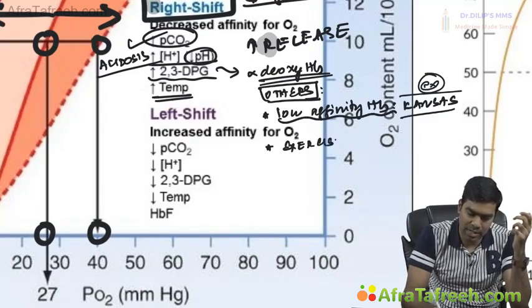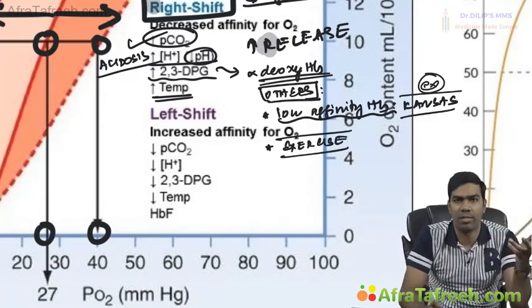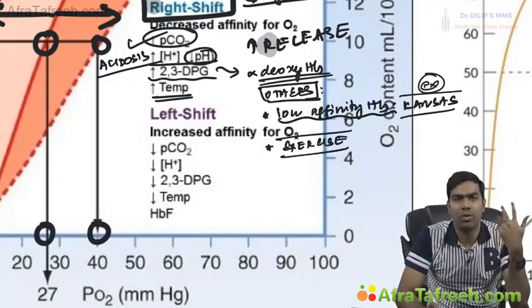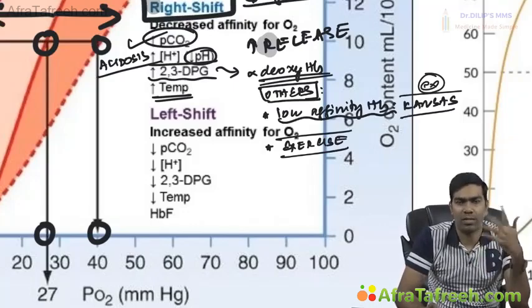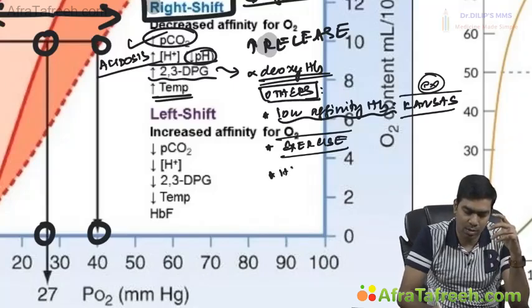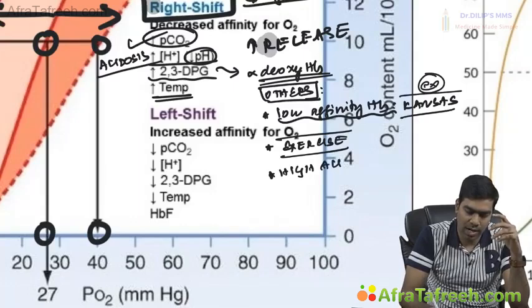You can imagine exercise will increase the body temperature, and it's also going to produce lactic acidosis, which is going to increase the H plus and decrease the pH. Because of that, you can remember it's going to shift the curve towards the right as well. And similarly, high altitude can shift the curve towards the right.